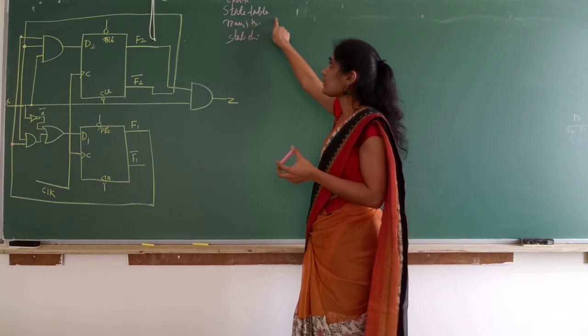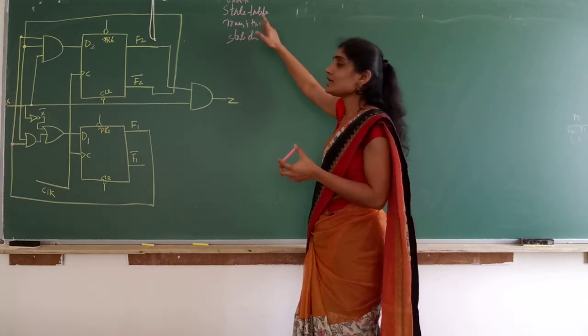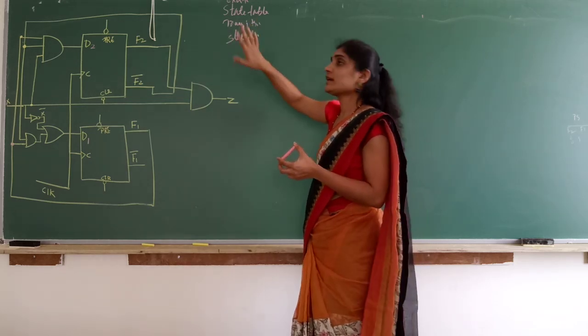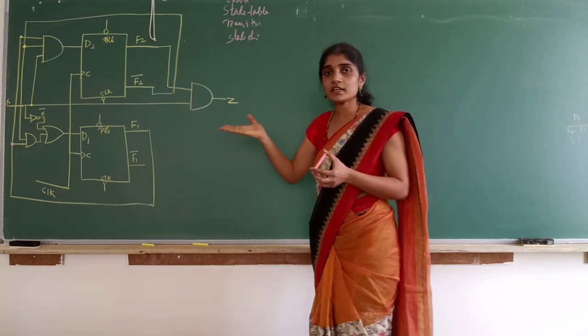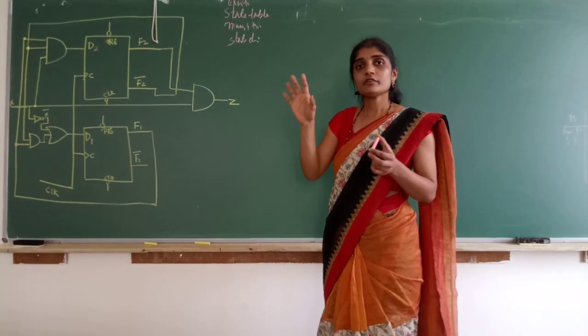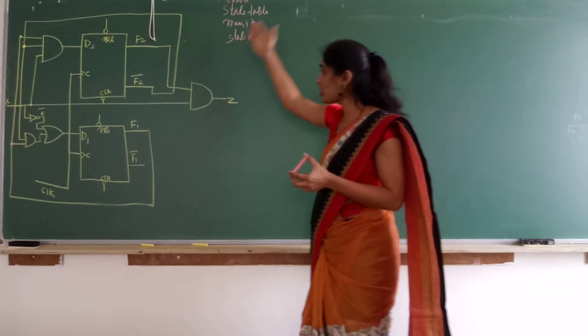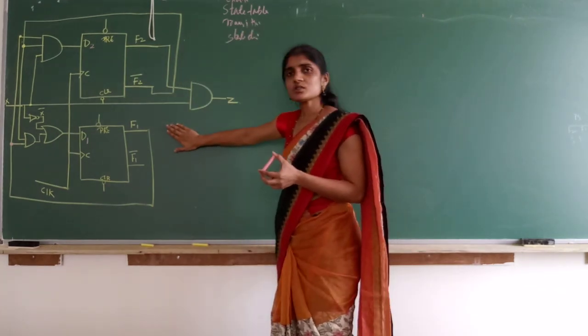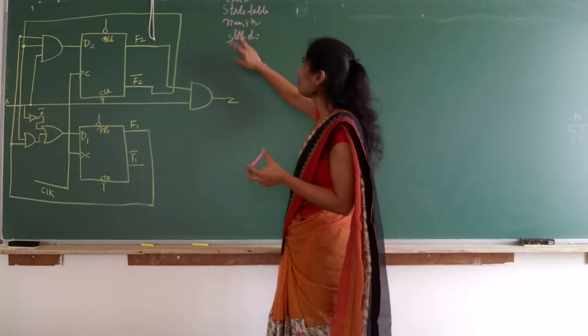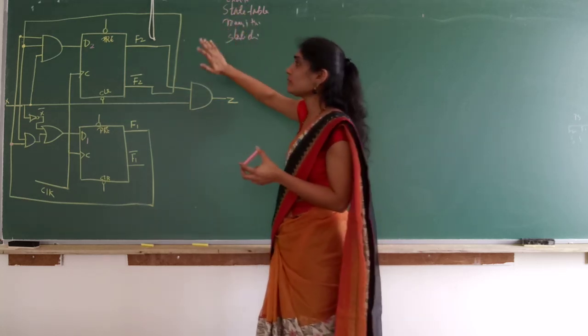So what is a state table? State table is nothing but the tabular form of the state diagram. Whatever state diagram we write, the tabular form of that state diagram is the state table. When we write all these tables for this problem, it is very simple. You will come to know how, from the excitation table, the transition table will be written.